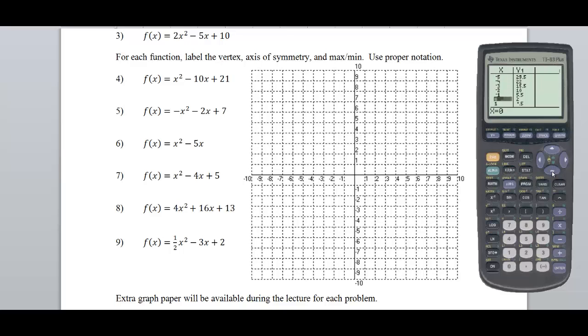Go to 3. Get that symmetry rolling. Look at that. Beautiful symmetry in that table there. And now it's time to get our grid plotted. 3, negative 2.5 is my vertex. 3, negative 2.5. There we go. Vertex complete, which means my axis of symmetry is x equals 3, and this is going to be a minimum at y equals negative 2.5.